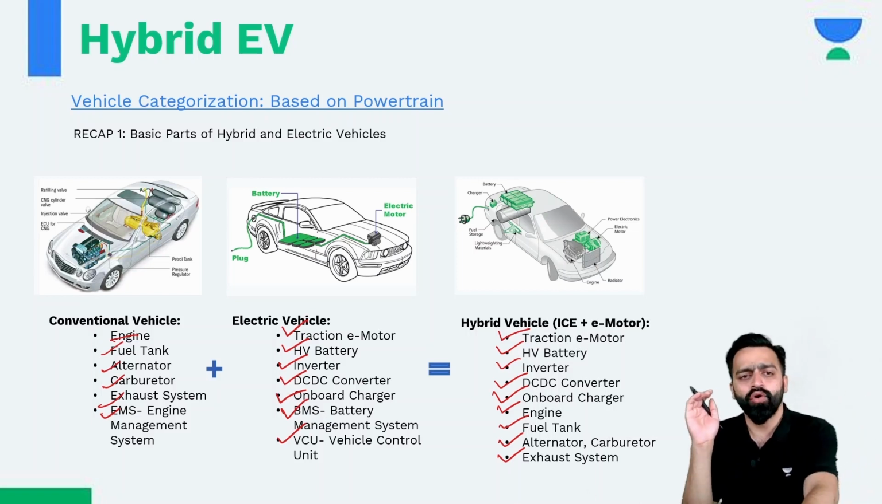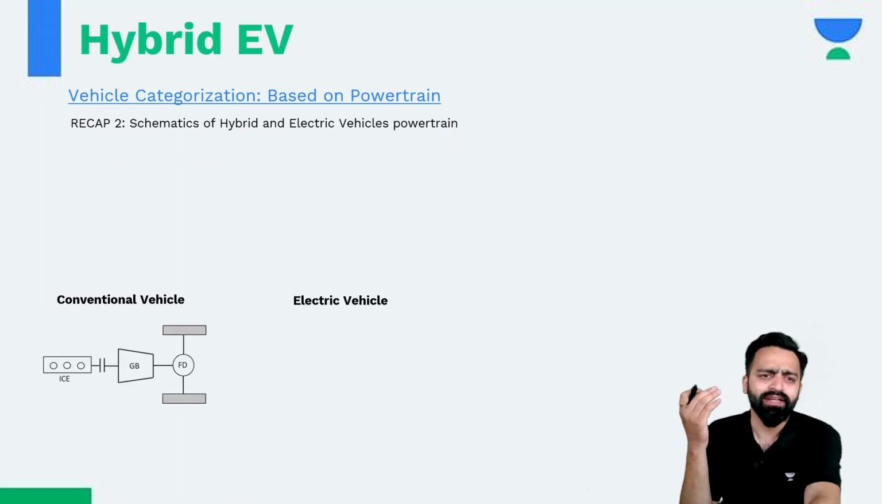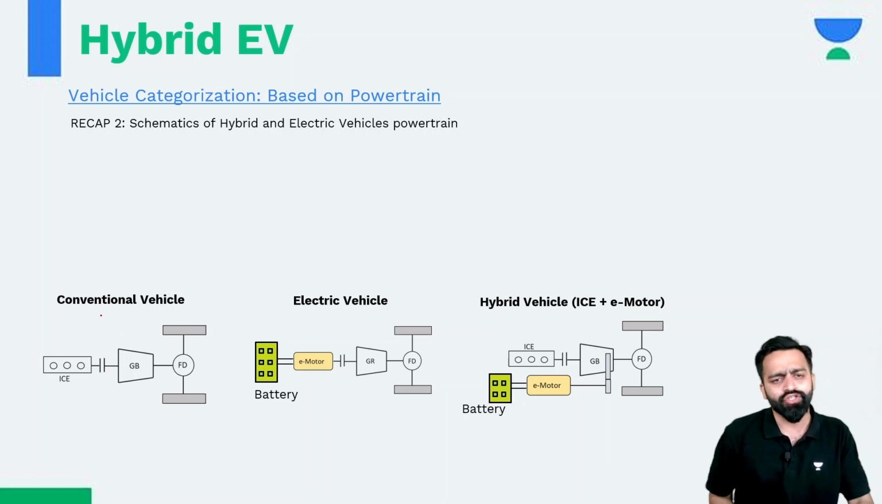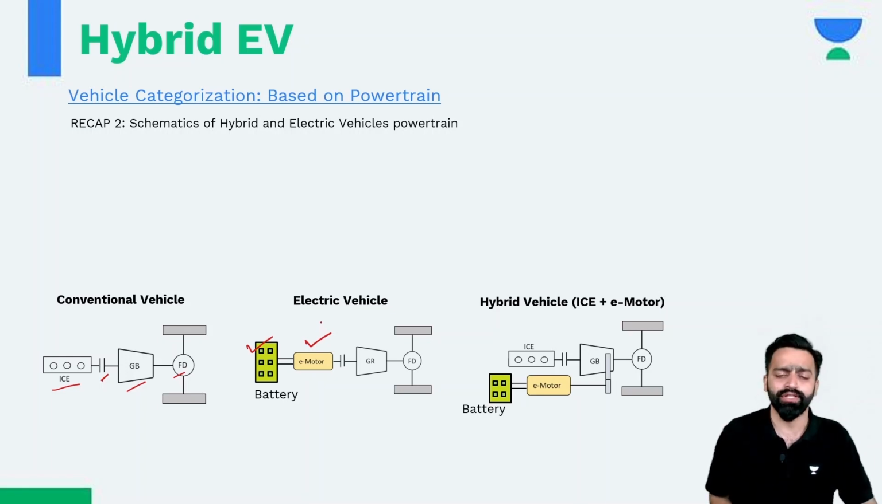Let's go ahead and quickly recap point number 2, schematics, of the hybrid electric vehicle and electric vehicle powertrain. Here you can see in a conventional vehicle there is the ICE, the internal combustion engine. It converts the chemical energy from the fuel into thermal energy and further into mechanical energy. Then there is a clutch, a gearbox, and a final drive which delivers the power to the wheels. If you consider an electric vehicle, the main heart is the battery, which stores energy, and that electrical energy is converted into mechanical energy by the electrical motor. There can be different types of motor, AC motor, DC motor and all.